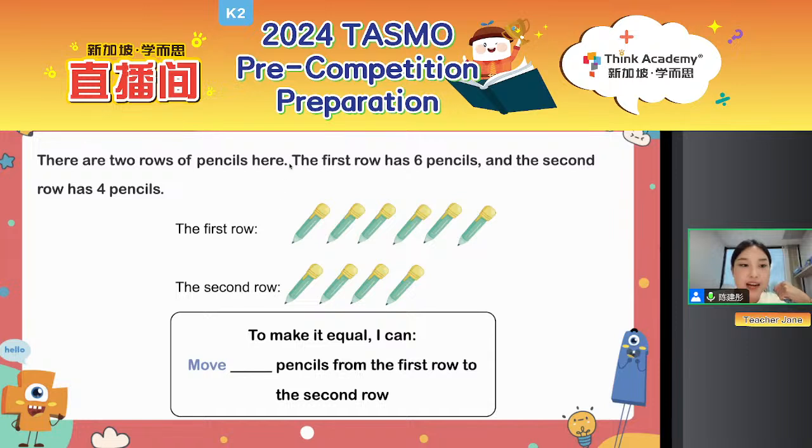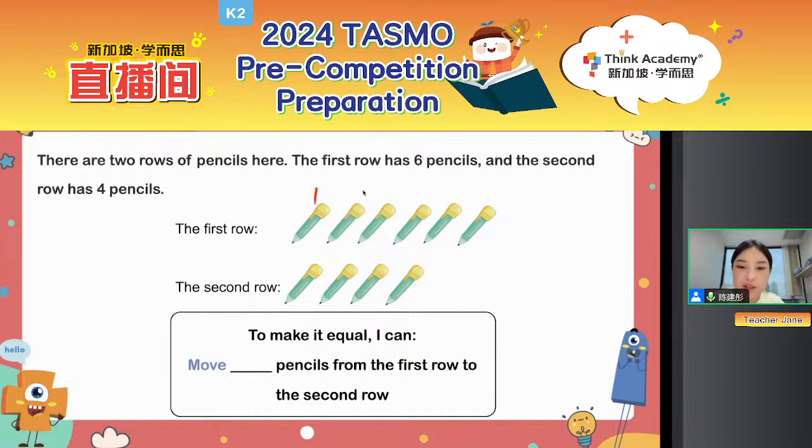Okay, everyone, this time let's try this question. There are 2 rows of pencils here. The first row has 6 pencils. The second row has 4 pencils. To make it equal, how many pencils can we move from the first row to the second row? You can type in the chat box.